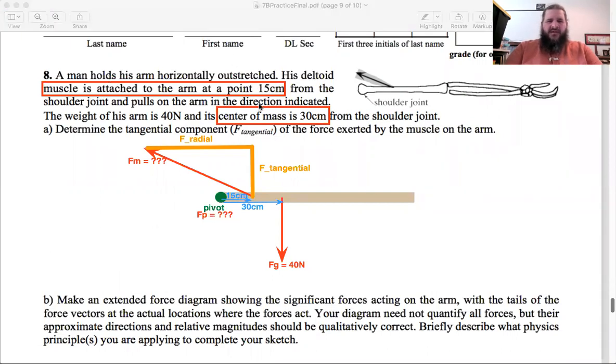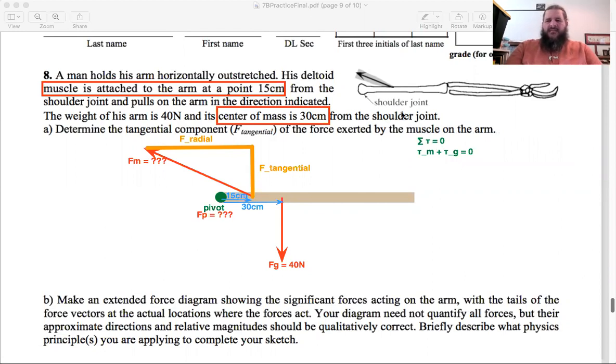So let's use torque. Let's say we know that the sum of the torques has to be 0 because the arm, I should say, is not rotationally accelerating at all. It starts off at angular speed 0 and continues to have angular speed 0. So no rotational acceleration. And the only torques here are going to be torque from the muscle and torque from gravity.